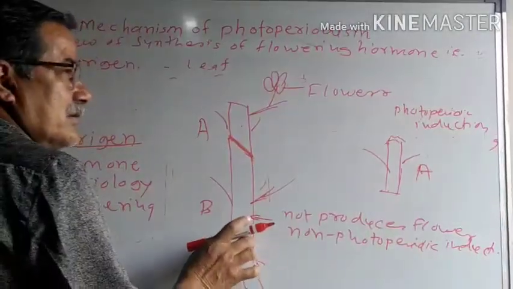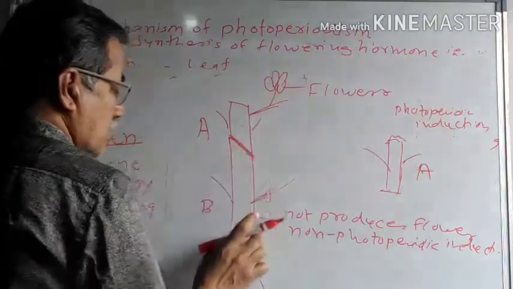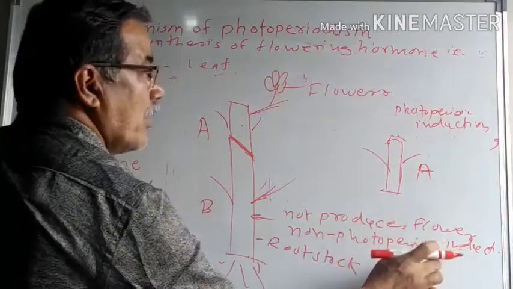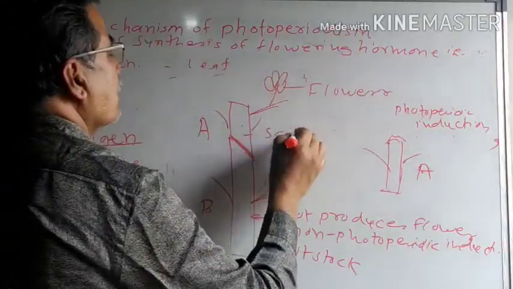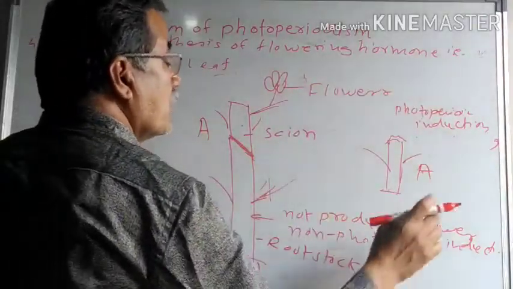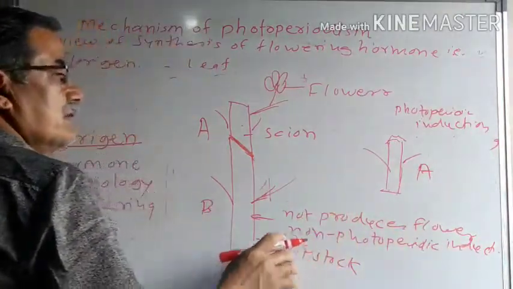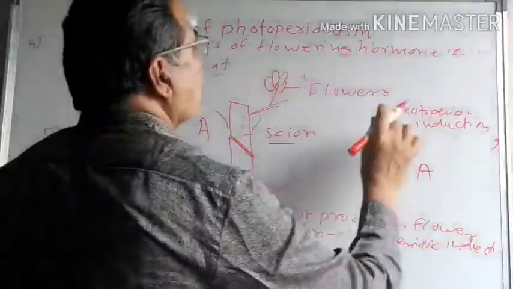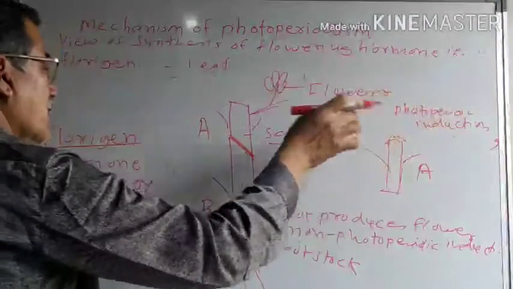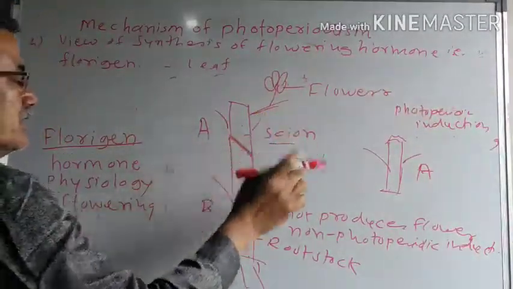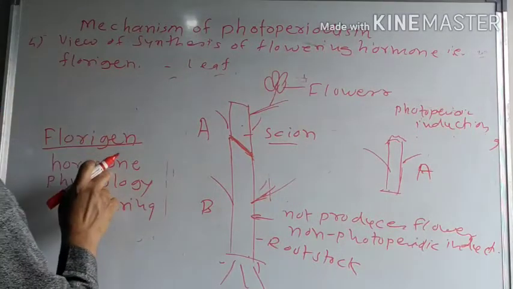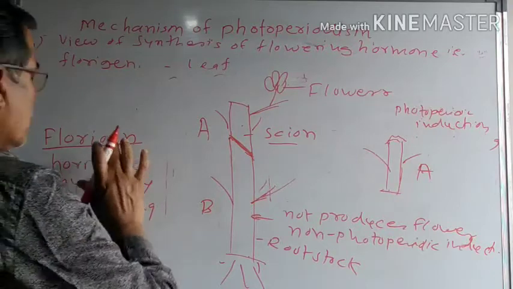The basal part, that is the rootstock, is non-flowering, and the scion is the flowering one. Rootstock is a non-photoperiodic induction, it does not produce flowers, and the scion, if exposed to photoperiodic induction, produces flowers. When A is grafted on B, that is, the scion is grafted on the rootstock, the chemical which is formed, a hormone, is responsible for the physiology of flowering.